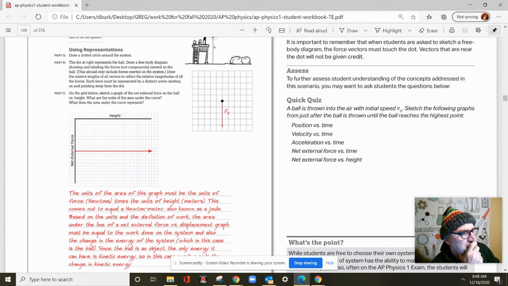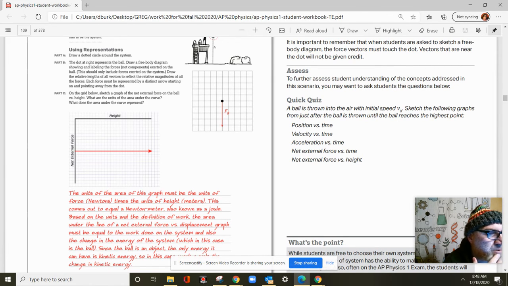Notice that they drew that line in the quadrant where it would give you a negative answer, so that's interesting. So the units of this area must be the units of force times units of meters, which will give us joules. And the area must be equal to the work done on the system. Okay. And the work is done. So it looks like we're kind of going back.